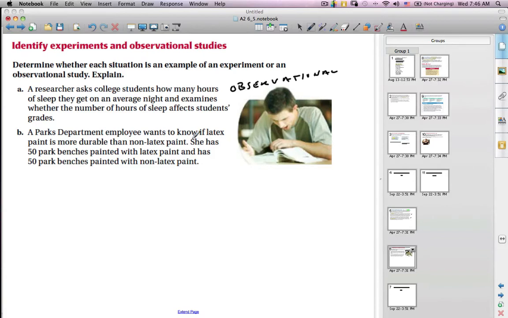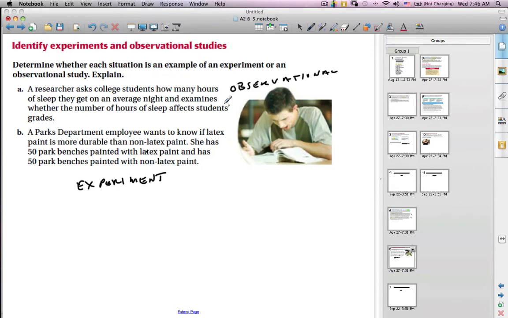A parks department employee wants to know if latex paint is more durable than non-latex paint. She has 50 park benches painted with latex paint and has 50 park benches painted with non-latex paint. Okay, the researcher is doing something. She's painted different benches with different types of paint. This is an experiment. Okay, and when you think about it, this is fine. Nobody's going to get hurt if you paint 50 park benches with latex and 50 park benches with non-latex paint, and you wait to see what happens.